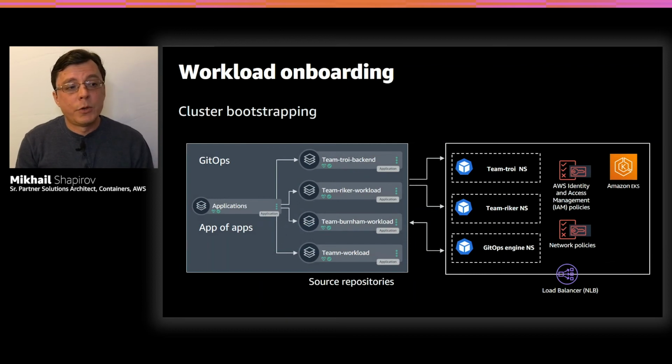From that Uber app of apps, each of those repositories containing those resources will have some sort of a webhook effectively into our cluster, and the GitOps engine will pull those resources and reconcile the state from the corresponding repositories to the state in the cluster, making sure the workloads are up and running.